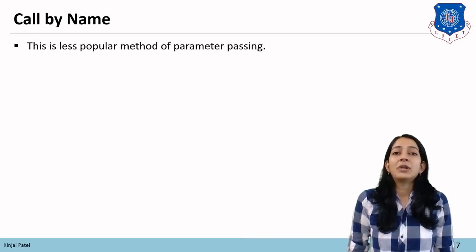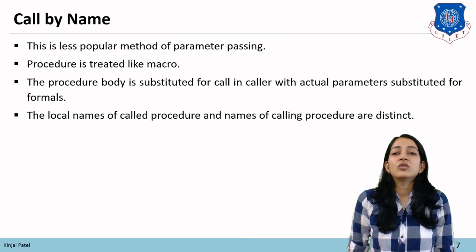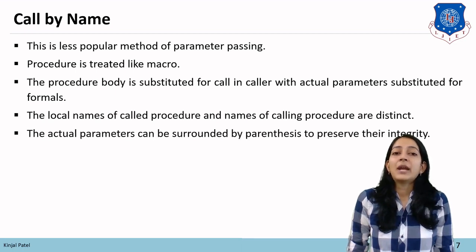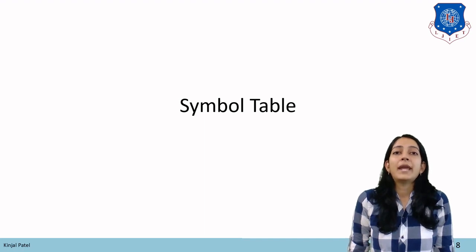So this is less popular method of parameter passing techniques because its procedure is treated like a macro. So the procedure body is substituted for a call in caller with actual parameters substituted for formals. So the local names of called procedure and names of calling procedure are distinct. And the actual parameters can be surrounded by parentheses to preserve their integrity. Now these are the four techniques which we have learned for parameter passing.